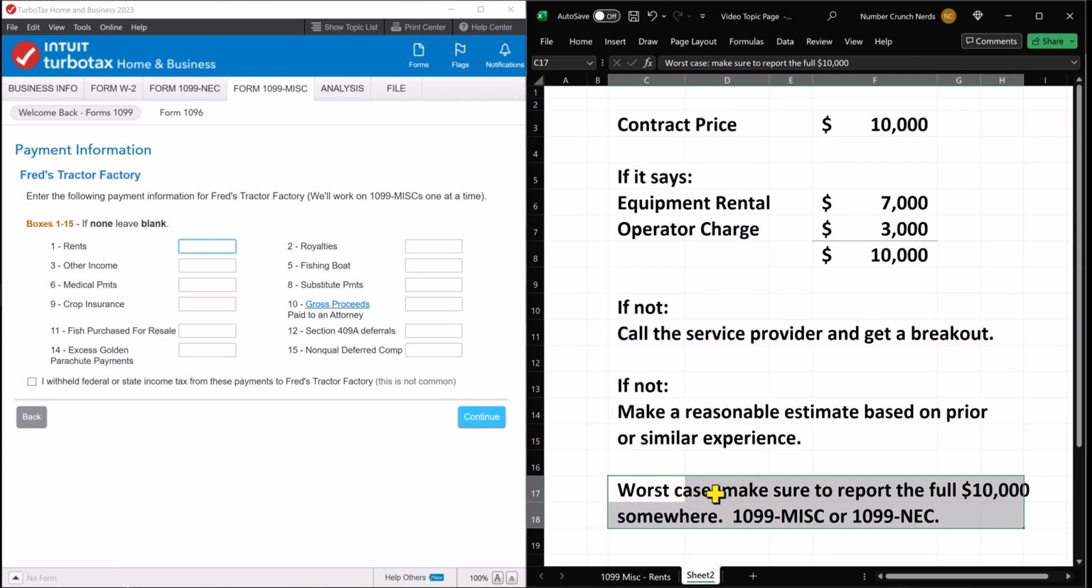So worst possible case scenario, you can't get any better information than the single number. At least report that on the form. That way, if you ever have any issue, you've made a reasonable bona fide effort to comply with your reporting responsibility. And, in some cases, that's the best you can do. So I would just put the 10,000 right here. And then as you progress forward here, TurboTax will do its analysis to make sure that you've filled out all the fields appropriately and all the information is in there. And then it'll take you right here and you can file your 1099 miscellaneous.